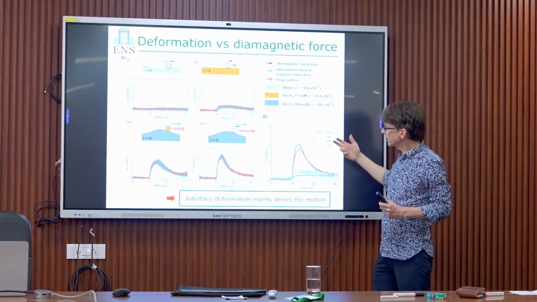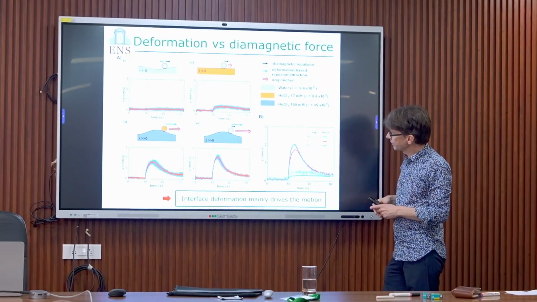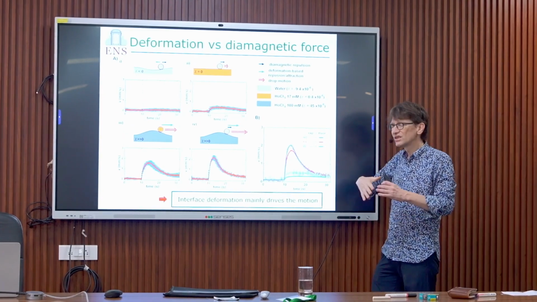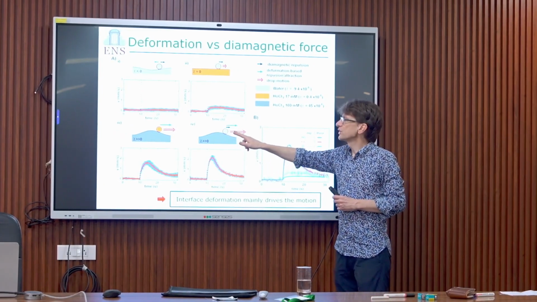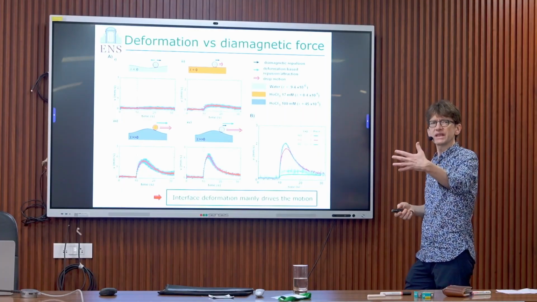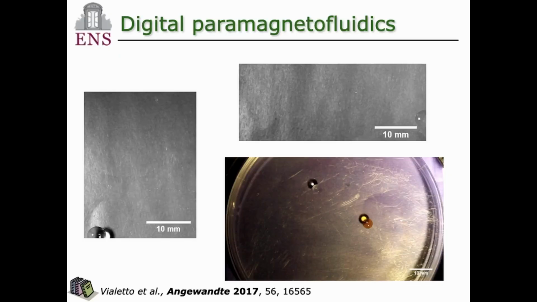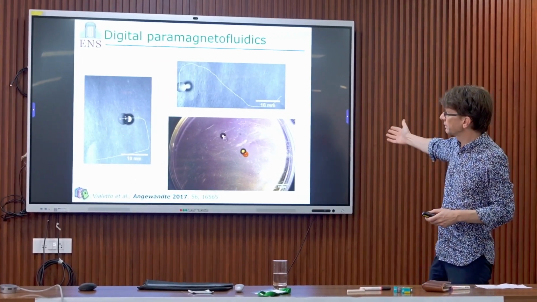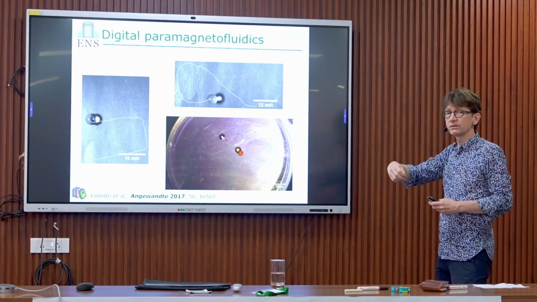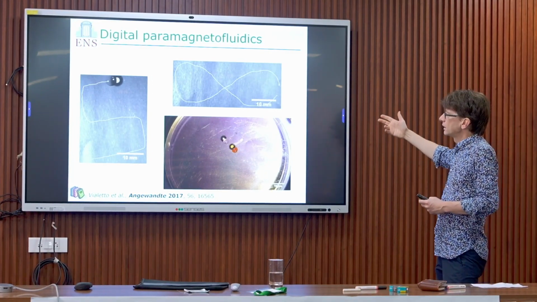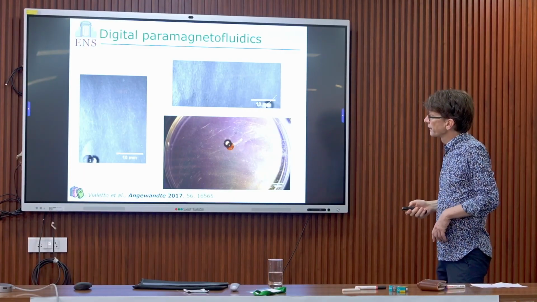And if you do the model, or if you see the experiment, you see that most of the transport comes from the deformation of the liquid, not so much the force on your object. So then you have a universal way to transport things, and you can, for example, manipulate liquids. So these are just simple oils. There are no magnetic particles whatsoever, and you see that with a magnet, I can manipulate these liquid droplets the way I want.